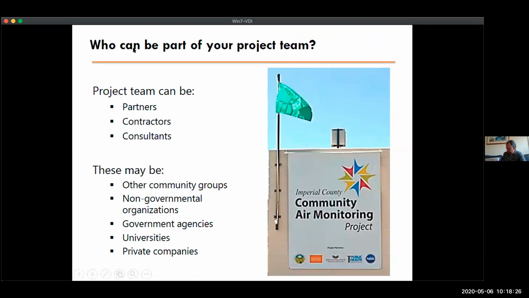So the project team can be the core organizations involved in your project, or you can subcontract parts of it, obviously, to other people or groups. You could involve, of course, community partner organizations, which is really essential for a community air monitoring project, as well as non-governmental organizations, as technical partners, government agencies and universities, and sometimes private companies as well, like air sensor companies, can be involved. Next slide.